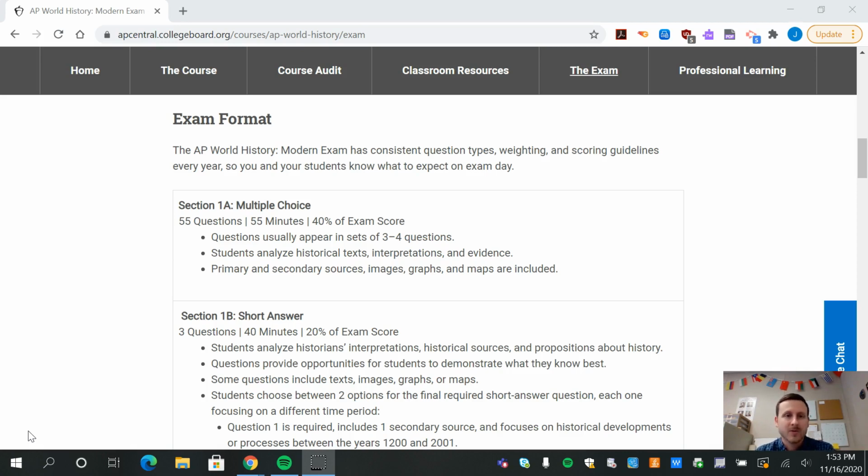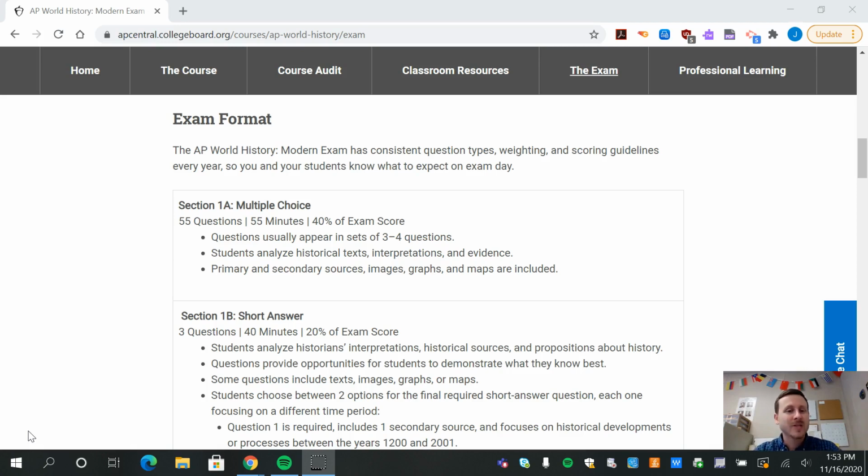If you go to apcentral.collegeboard.org, type in AP World History, and then click on the exam, you'll be able to see this exam format here. So today we're going to be talking about the different percentages or weights that each exam format requires, and which ones I emphasize the most, or which ones I think are the most important, just as my own opinion here.